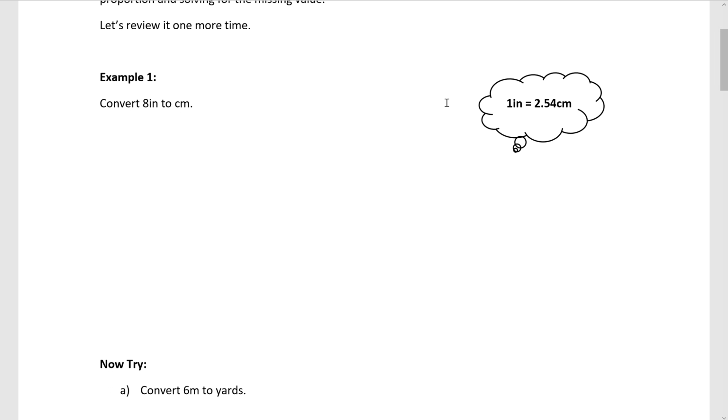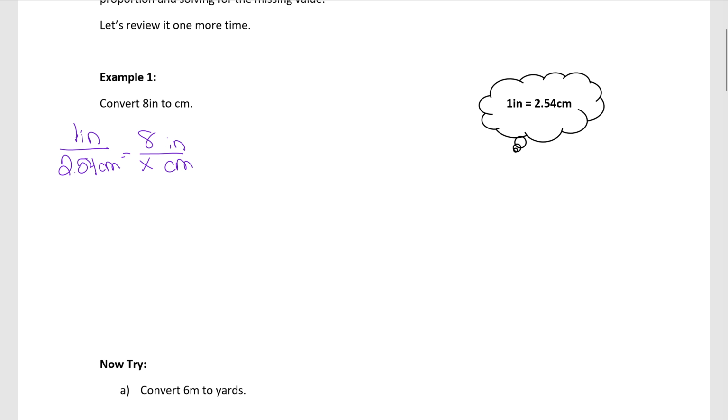So over in the bubble here, we can see that 1 inch equals 2.54 centimeters. So that's going to be the first part of our conversion. Just like always, it doesn't matter which one goes on the top and which one goes on the bottom, as long as I know that on the other side I'm going to put inches in line with inches and centimeters in line with centimeters. So I'm converting 8 inches and I don't know how many centimeters.